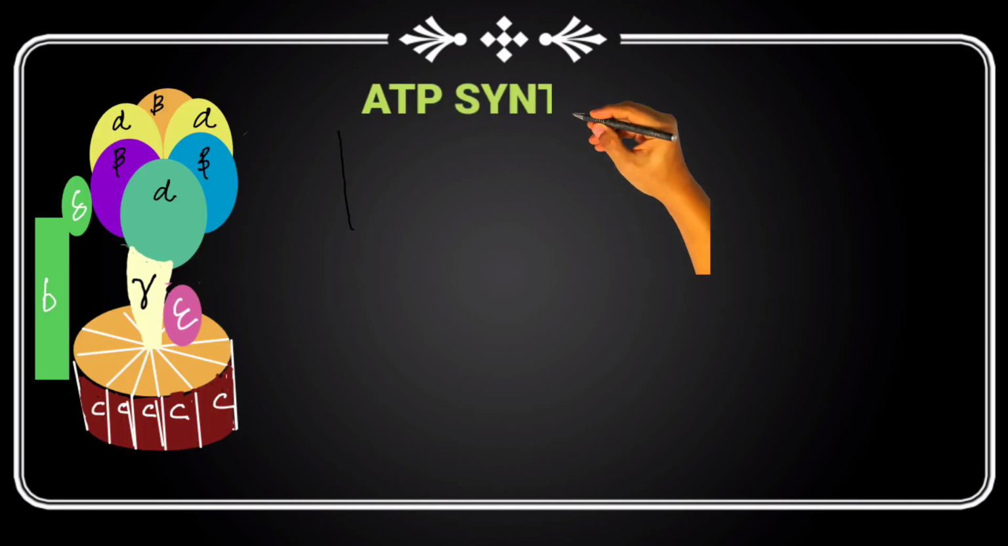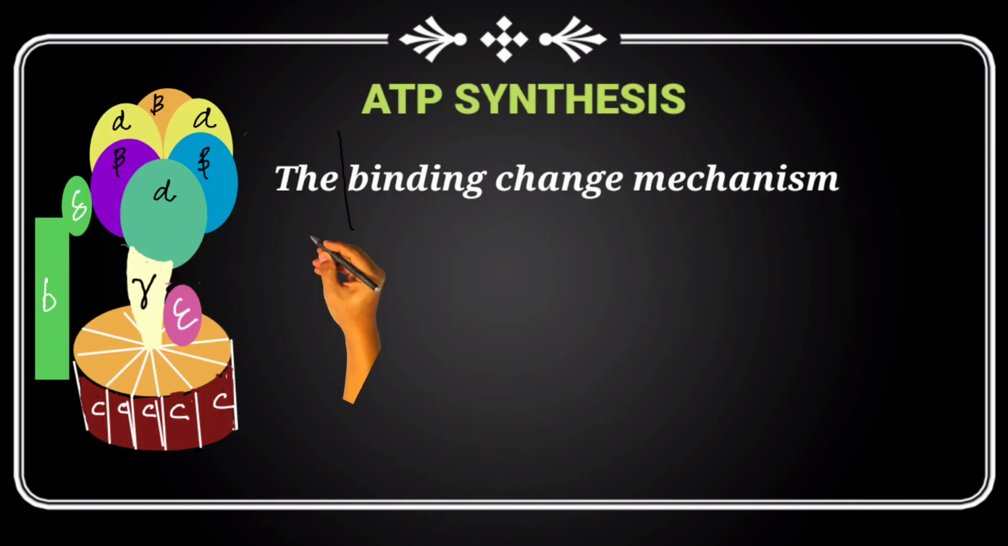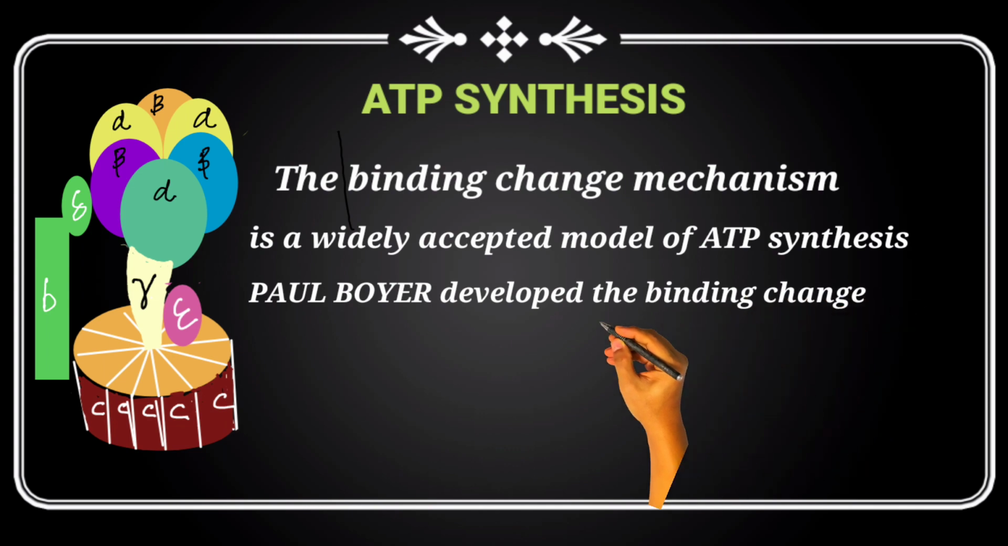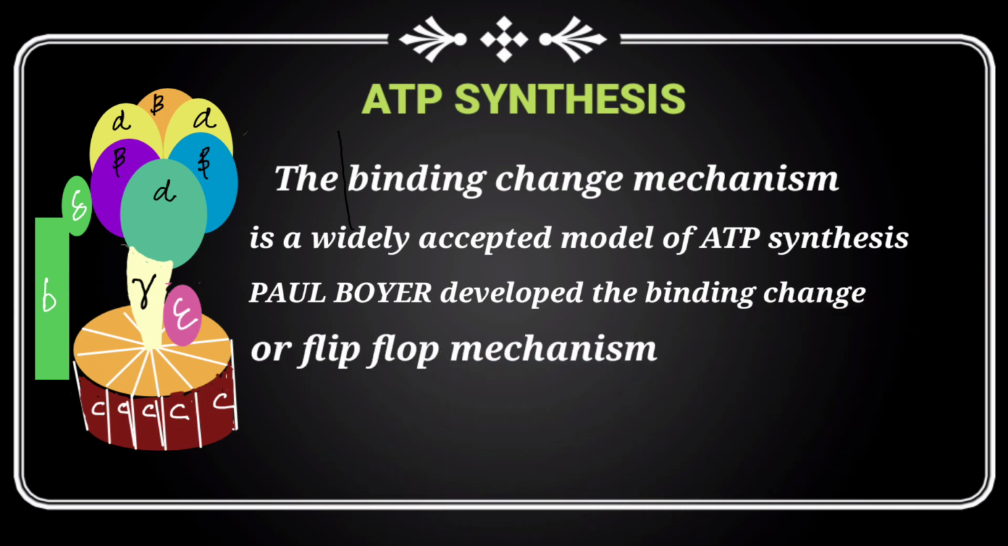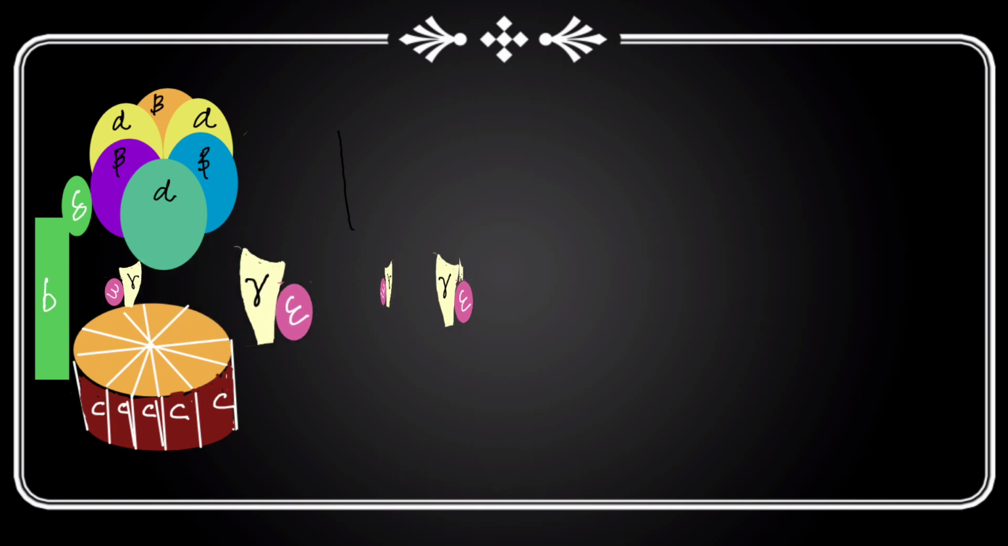Now we are going to discuss how ATP synthesis takes place. The binding change mechanism is a widely accepted model of ATP synthesis. Paul Boyer developed the flip-flop or binding change mechanism. ATP synthesis is coupled with the conformational change in the ATP synthase generated by rotation of the gamma subunit.